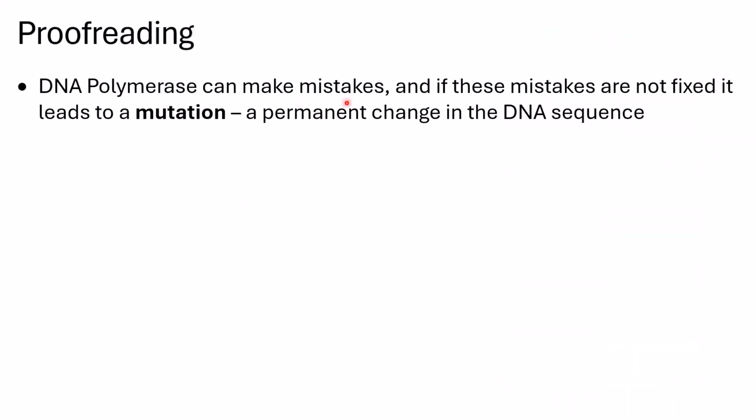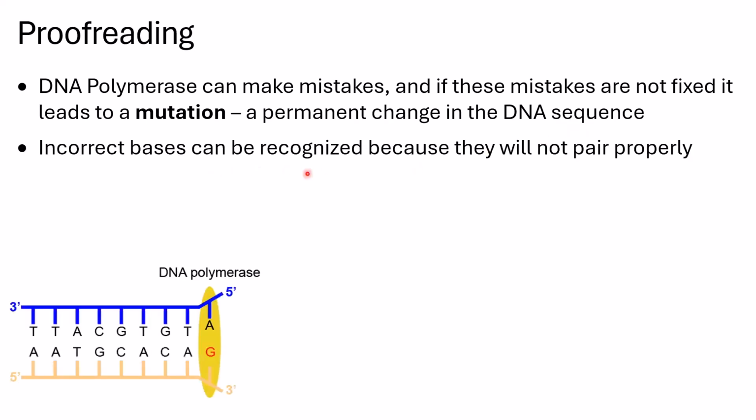During replication, the DNA polymerase can make mistakes. If these mistakes aren't caught, this can lead to a mutation, which is a permanent change in the DNA sequence. Mutations can be beneficial, and we will later learn how they are the main driver of evolution. However, they can also be harmful, especially if the mutation is in a gene that codes for a protein. Luckily, the polymerase is able to check its mistakes.